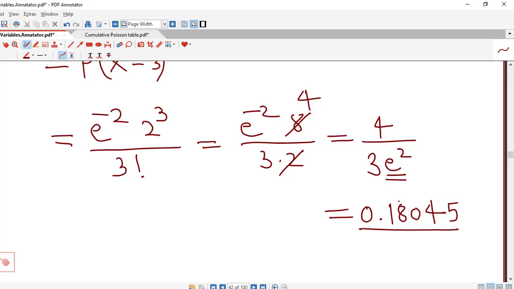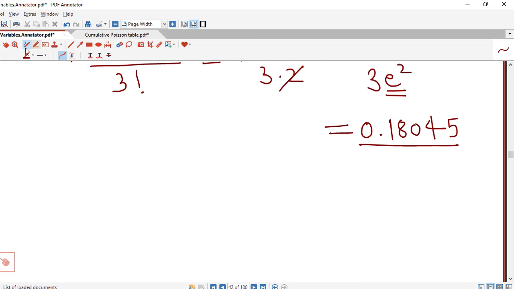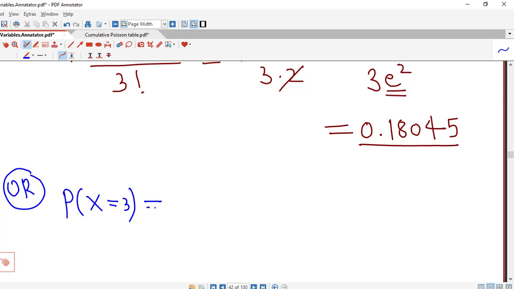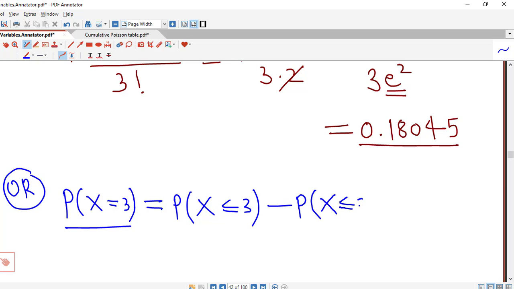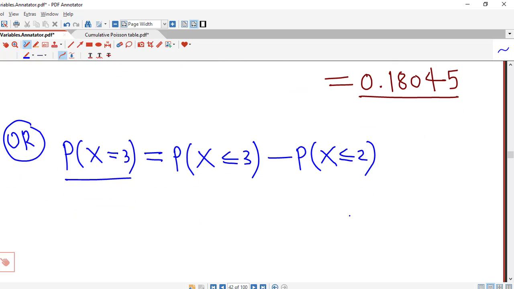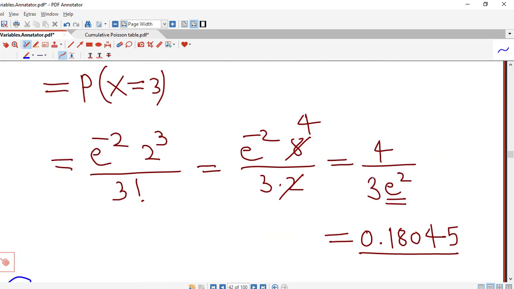If we wish, we can use the table also. For example, suppose we want to find this same probability using the table, then the table is given for cumulative Poisson probabilities. So for that we rewrite this probability as the probability that capital X is less than or equal to 3 minus the probability that capital X is less than or equal to 2. This we have obtained in part 1.